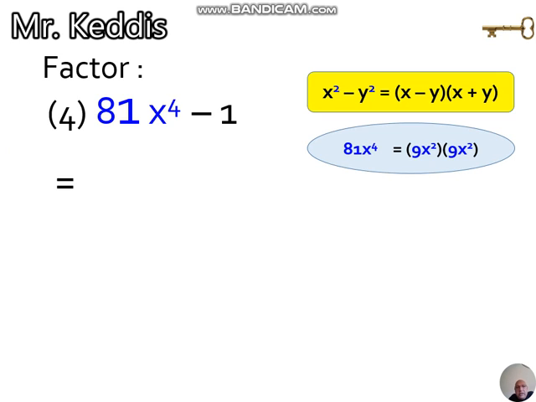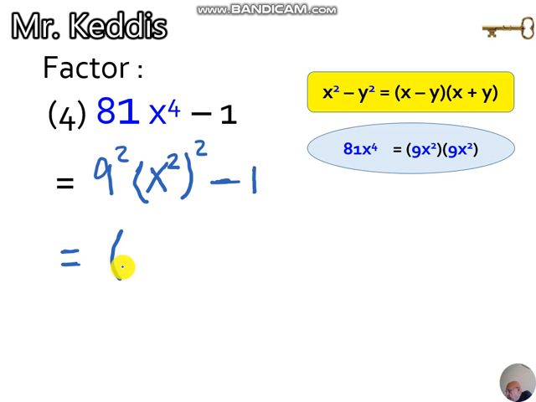You have 81x to the fourth power minus 1. 81 means 9 squared. x squared raised to the power of 2, minus 1. I'm going to write this as 9x squared quantity squared minus 1 squared.